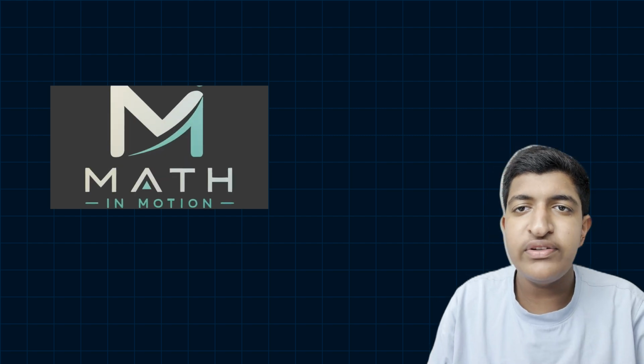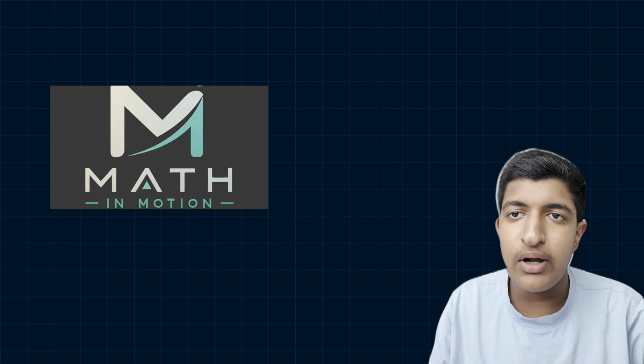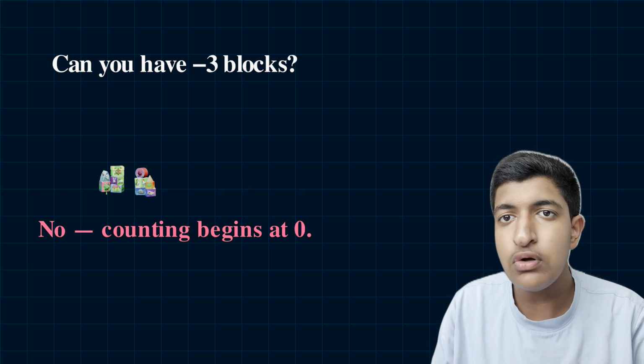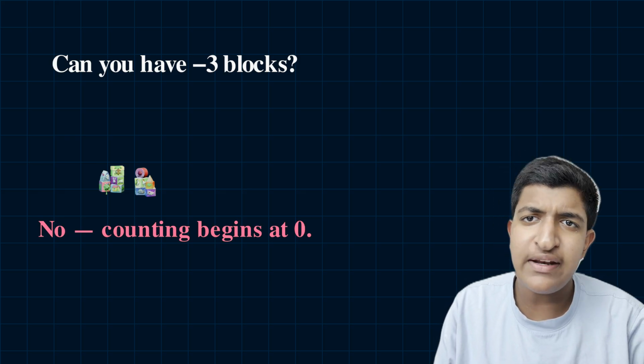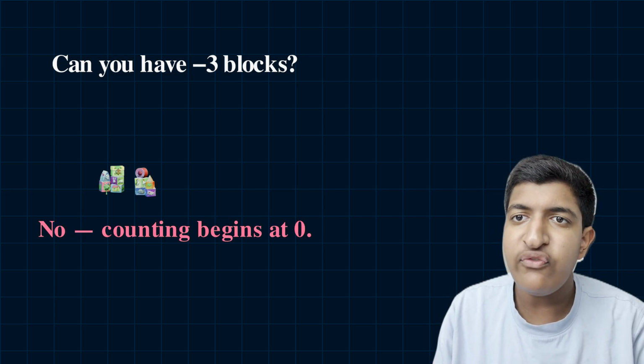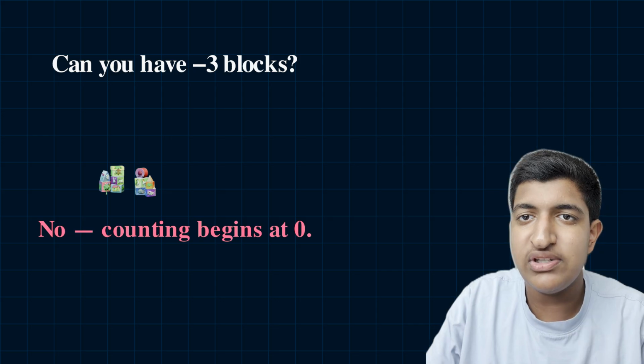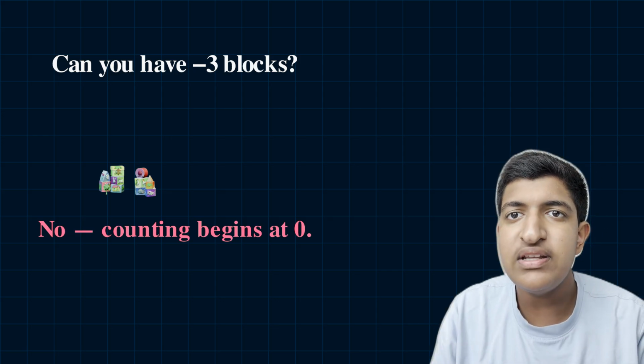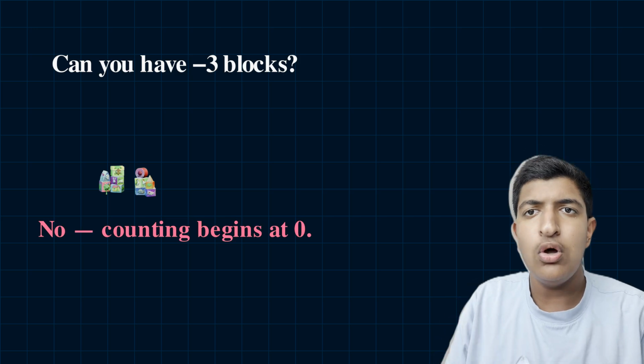Imagine you're putting together a tower of blocks. You can have 1 block, 2 blocks, 3 blocks, or even 0 blocks. But can you have negative 3 blocks? No, you can owe someone 3 blocks, but you can't physically have negative 3 blocks sitting on a table. That simple idea leads us to a very important group of numbers, whole numbers.